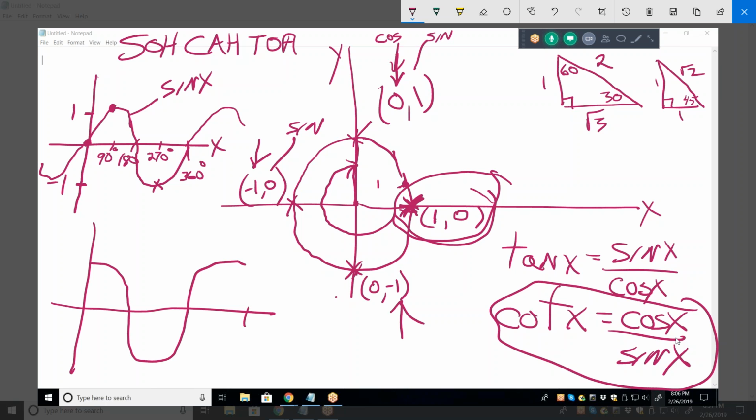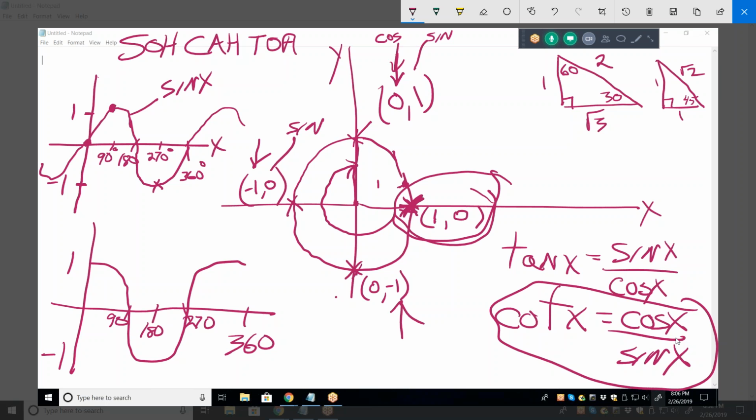Again, that's 360. Again, that's 180. That's 270. And that's 90. Okay. And it always goes up to 1 and down to -1. Never beyond. In other words, if somebody tells you the sine of an angle is equal to 2, that's impossible. The range of the sine function is -1 to 1. That's it. There's no angle where the sine is greater than 1 or less than -1.